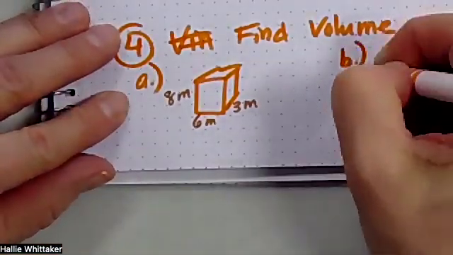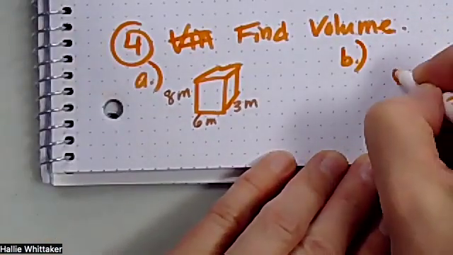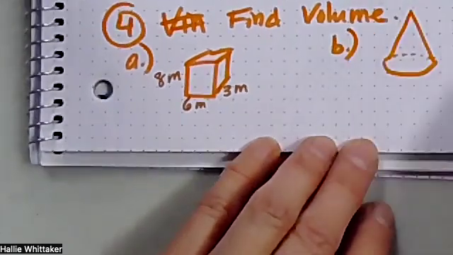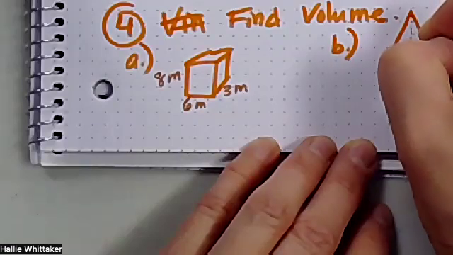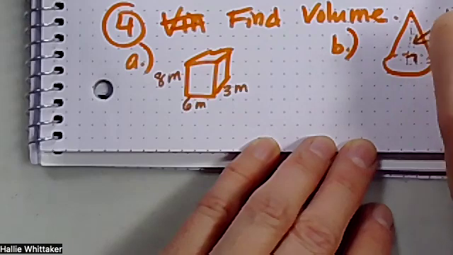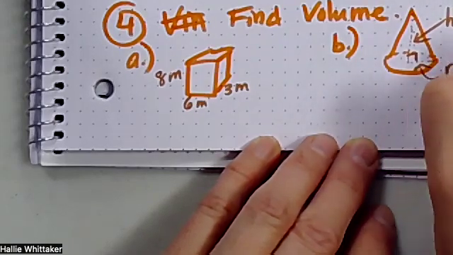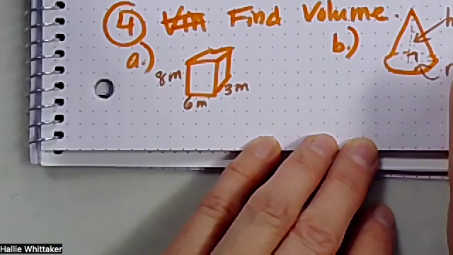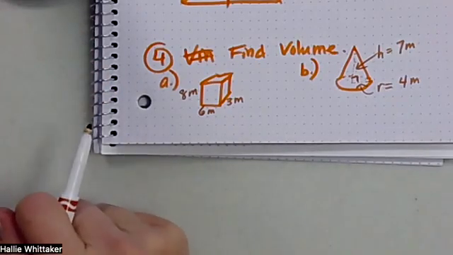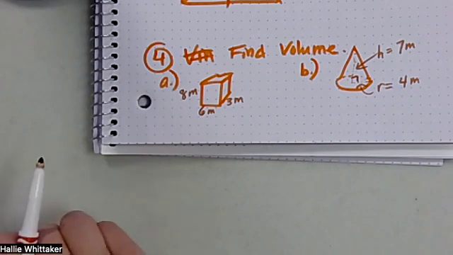And then for B, because I think you'll remember this, also find the volume of this cone. See if you remember that. It's got a height of 7 meters and a radius of 4. Okay, see what you can do with that.